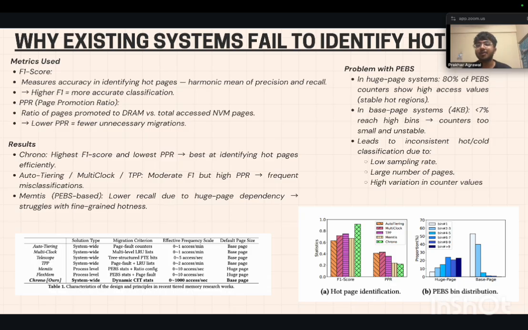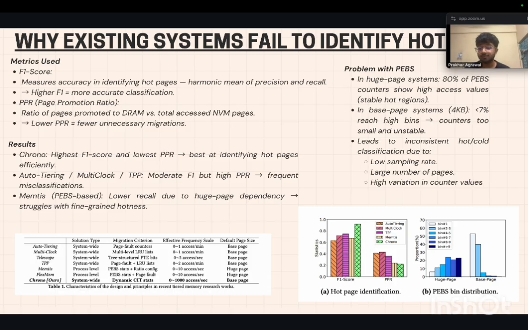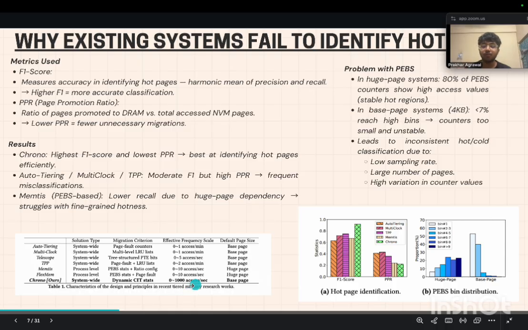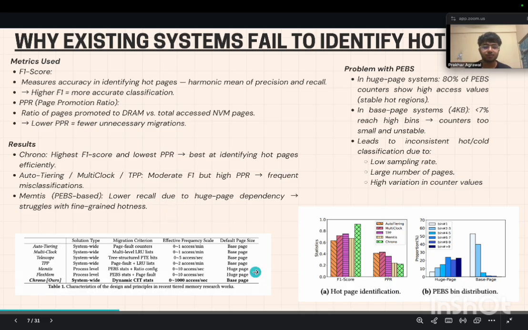So we use different metrics, that is F1 score and PPR, to determine this. A higher F1 score means more accurate classification. PPR is the ratio of pages promoted to DRAM versus total accessed pages in NVM. A lower PPR is better. So when we saw that, in Chrono the F1 score was highest and the PPR was lowest. It's great, and we were able to do about 1000 accesses per second with our default page size. That was best among all these systems.